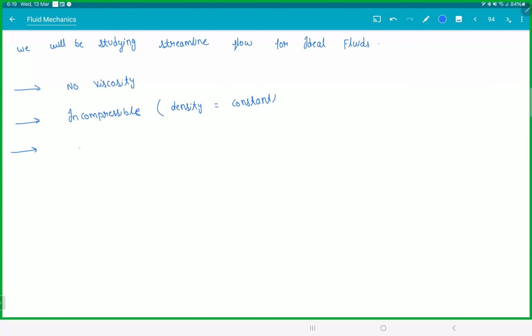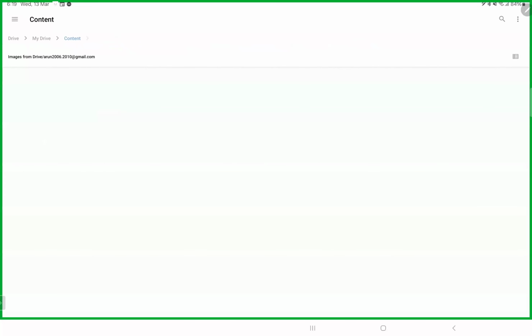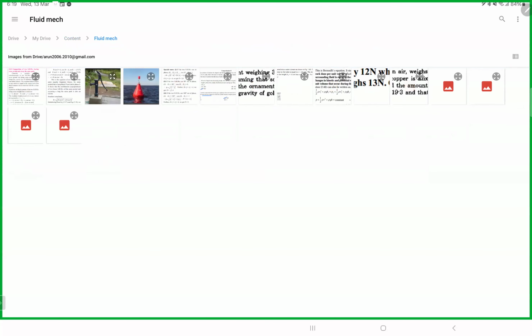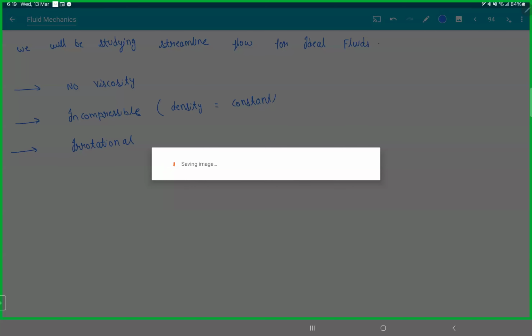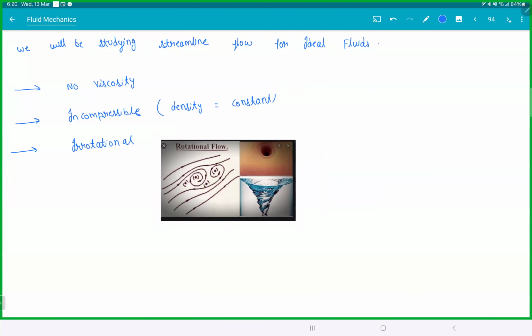Third, the flow should be irrotational. Irrotational meaning, you must have seen this, whenever a liquid flows, you can see small whirlpools. This kind of thing we don't want. You don't want whirlpools inside. If you have whirlpools like that, it is called rotational flow.